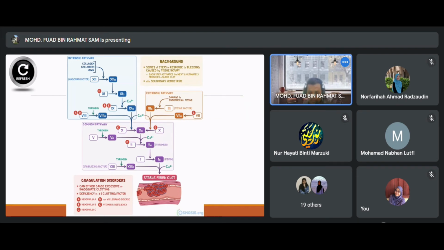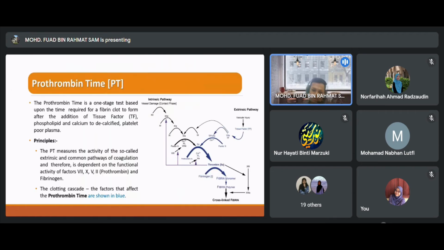Okay. Okay, so far okay. Kita belum masuk yang realnya. Ini yang kita refresh baru. Okay. Now we go to the first one, which is the prothrombin time.